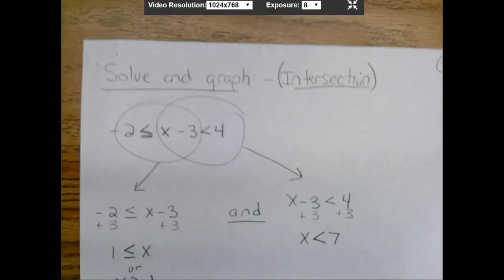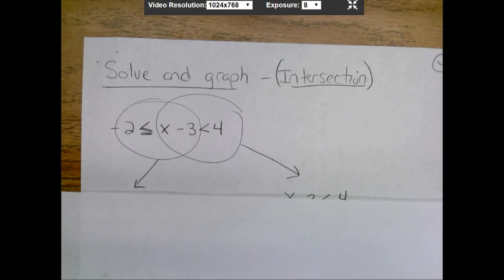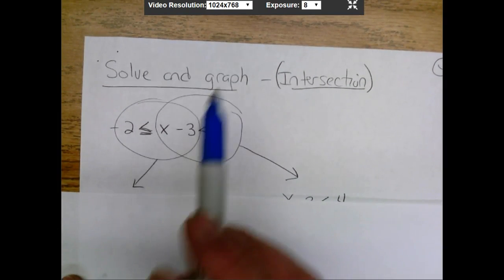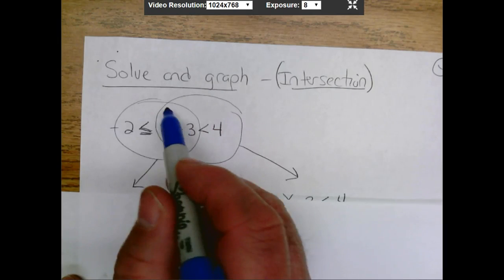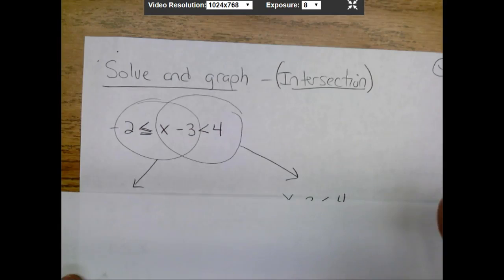So here's an example of an intersection, a more complex one. So here I might have negative 2 is less than or equal to x minus 3, which is then less than 4. What I'm going to do is divide this up, and this is a little bit different than what we've been looking at. I have this middle part. I'm going to share this middle part with this over here, and then share this middle part with this over here and solve both of them.